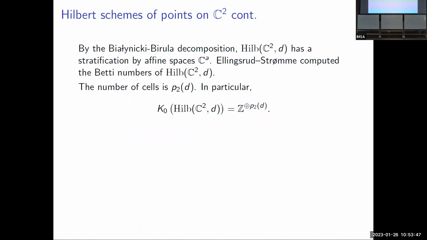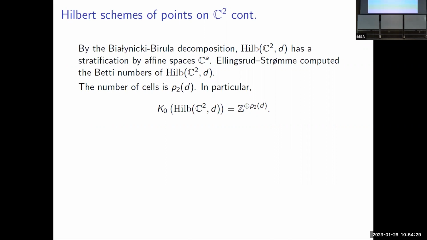And so here, because Hilb C2D is smooth, you have a Bialynicki-Birula decomposition given by certain attracting loci for a generic C star inside the torus. So the point is that you get a stratification of the space by affine spaces, CA. And then the question is, can you count how many times C appears in this cellular decomposition? And this was done by Ehrlich and Strømme. And such a computation gives you an answer for the Betti numbers of Hilb C2D.